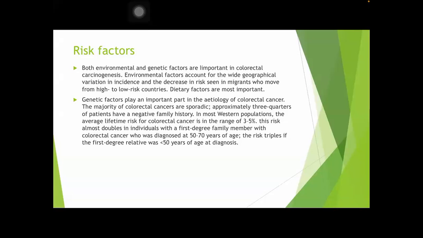This risk almost doubles in individuals with a first-degree family member with colorectal cancer who was diagnosed at 50 to 70 years of age. The first-degree family members, as we know, are... no, uncle and aunt are not first-degree family members. Father, mother, brother, sister, and children are the first-degree family members. The risk triples if the first-degree relative was less than 50 years of age at diagnosis.